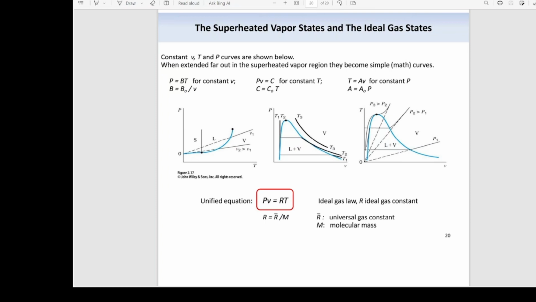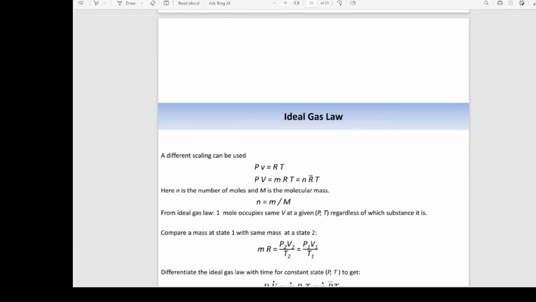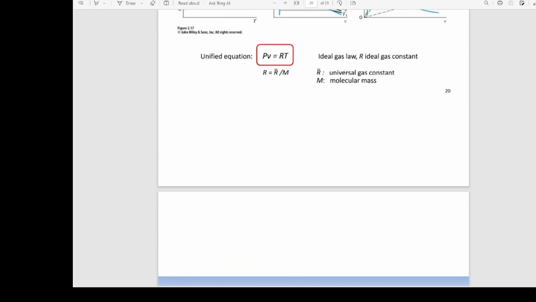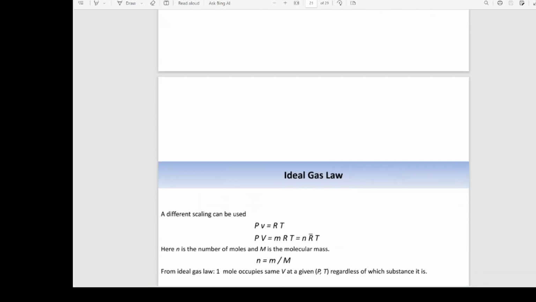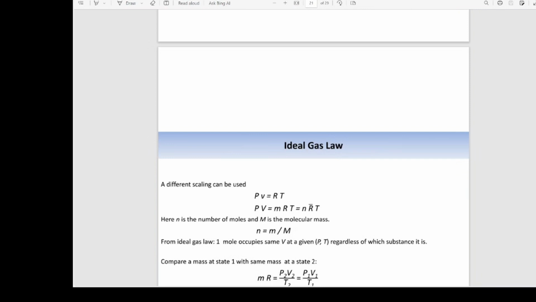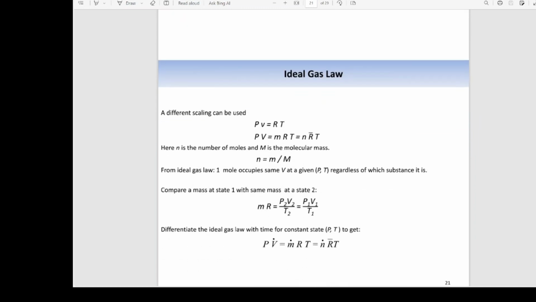And where R actually comes from is the universal gas constant over the molecular mass. We can use a different scaling, and if we make a few substitutions, such as specific volume is just equal to volume over mass, and R is just R bar over M, universal gas constant over molecular mass, then algebraically we come up with this form, PV equals n R bar T.